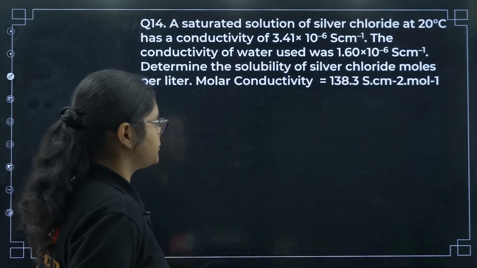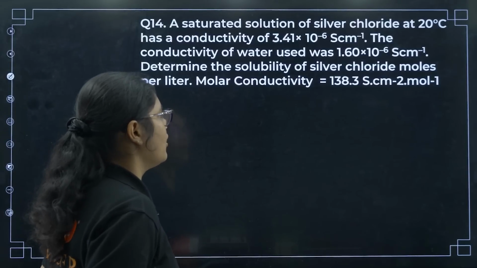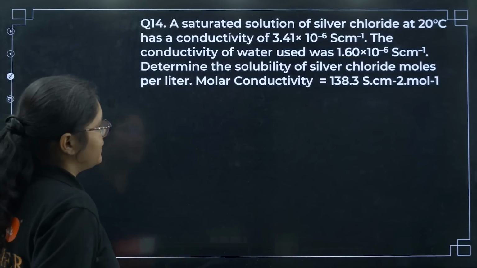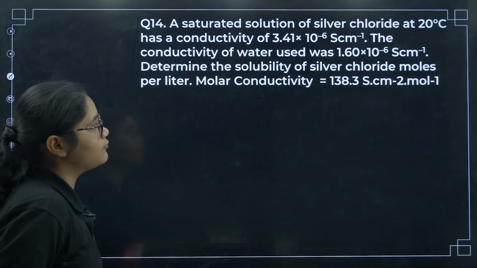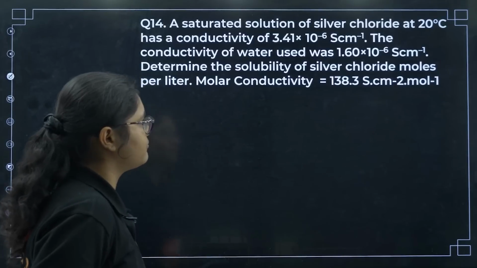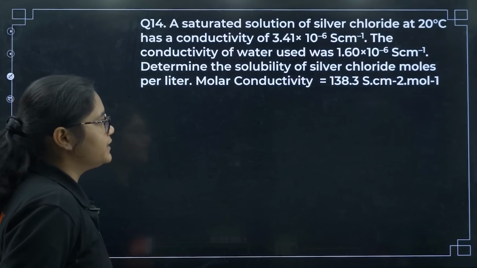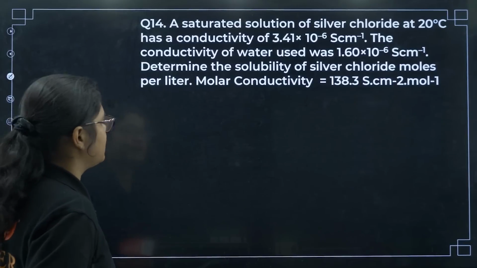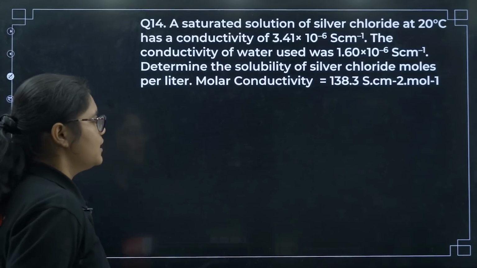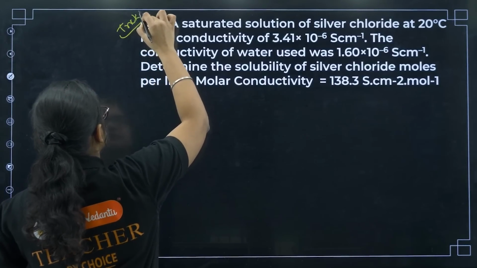A saturated solution of silver chloride at 20 degrees Celsius has a conductivity of 3.41 into 10 to the power of minus 6 S centimeter inverse. The conductivity of water used was 1.6 into 10 to the power of minus 6 S centimeter inverse. Determine the solubility of the silver chloride in moles per liter. Okay, molar conductivity is also given to you. Now this question I can say is a bit tricky question.